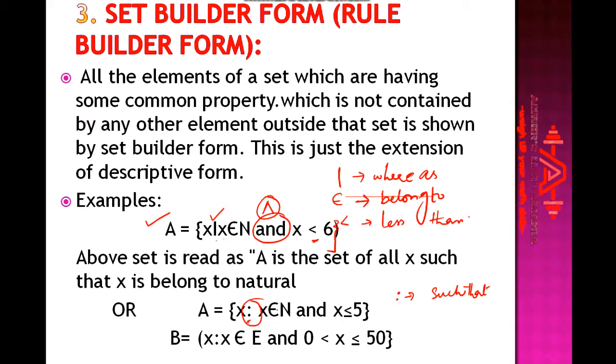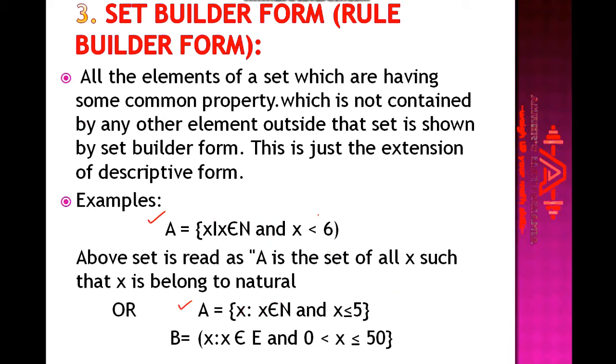X such that x belongs to natural numbers and x is less than or equal to 5. These both sets have the same meaning. You can see that here x is less than 6. It contains all the natural numbers which are less than 6. So natural numbers start from 1, 2, 3, 4, 5. It is less than 6, so 6 will not be included there.